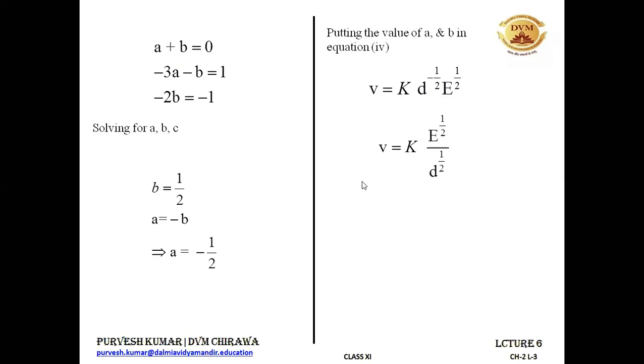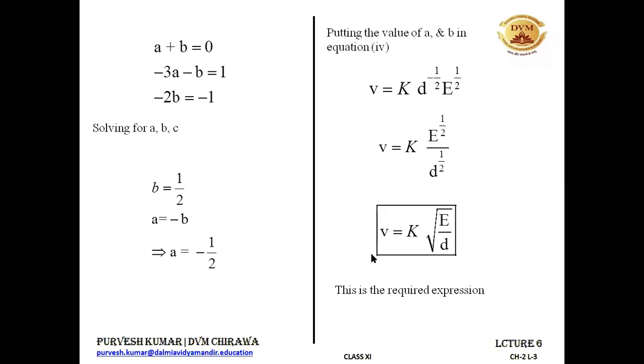And now you have to take a square root, because when the power is half, you always take the square root. Equation becomes like this. So this is the final expression that is required for the velocity, that is v equal to k root e by d, where d is your density and e is your modulus of elasticity. I hope these things are very much clear to you people, and these are really very simple problems. Still, if you are having some doubts, I'm there to help you out.